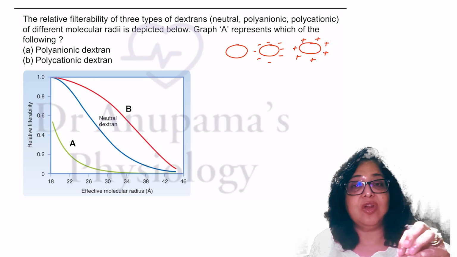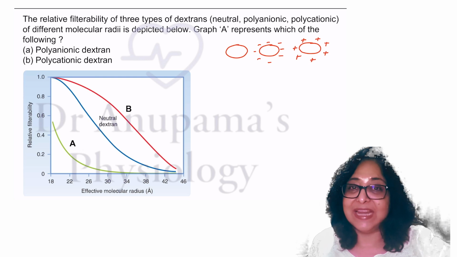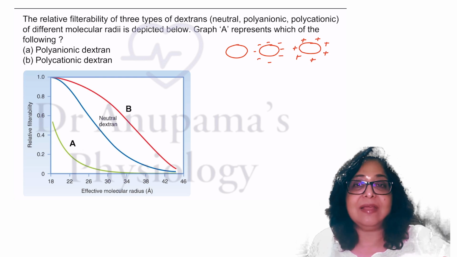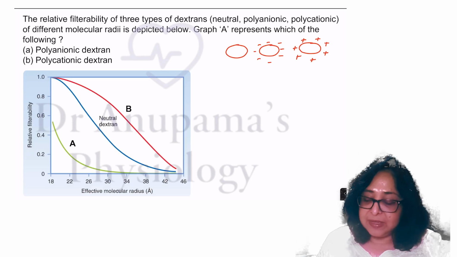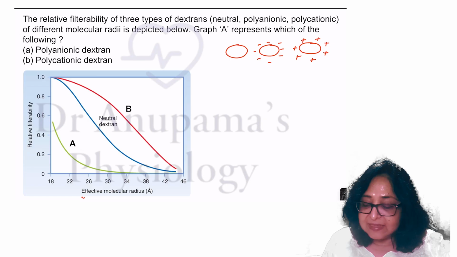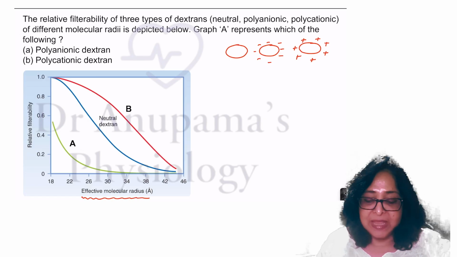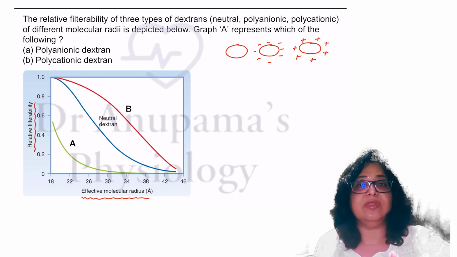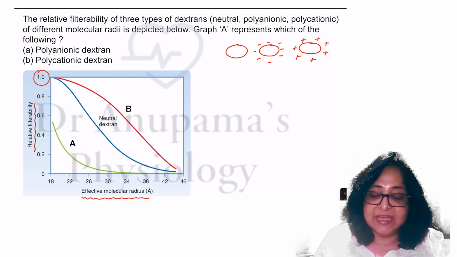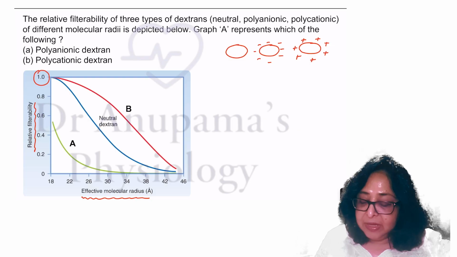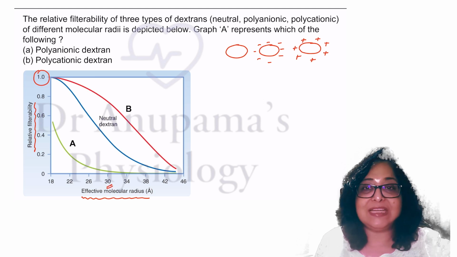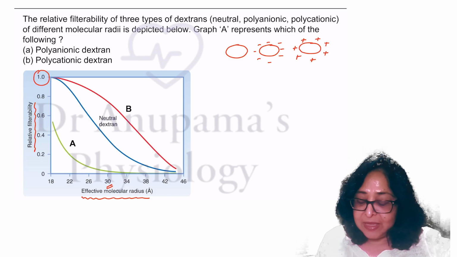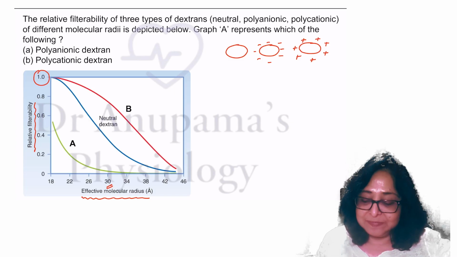Now we know that the glomerular filtration membrane has got a negative charge. So this will repel negatively charged substances and attract the positively charged substances. Now, on this graph, let's look at the x-axis. The x-axis has the effective molecular radius and the relative filtrability given on the y-axis. One would indicate that it is freely filtered. Now, let's take effective molecular radius of 30 angstroms or 3 nanometers.